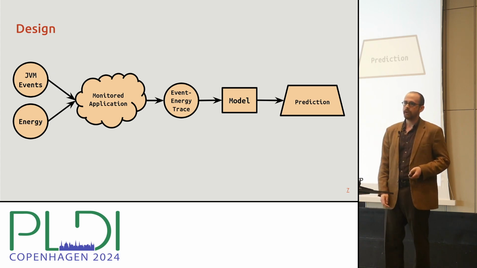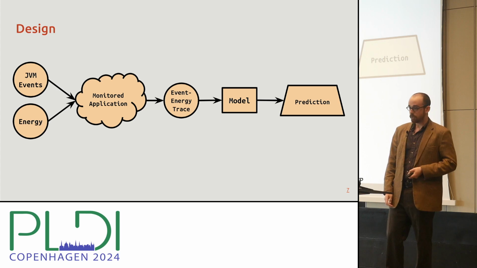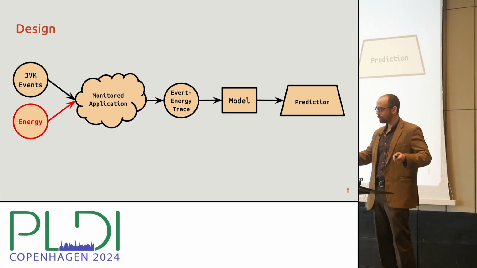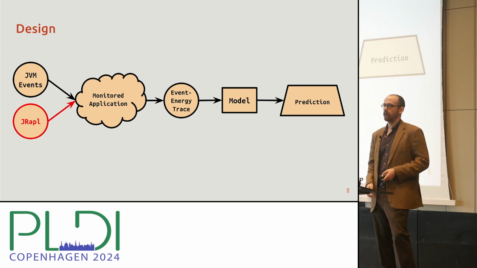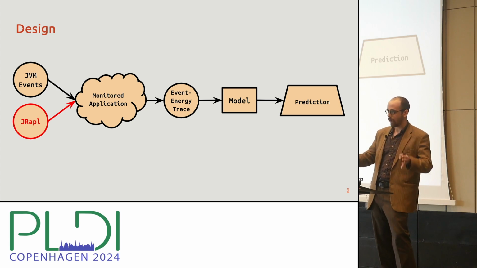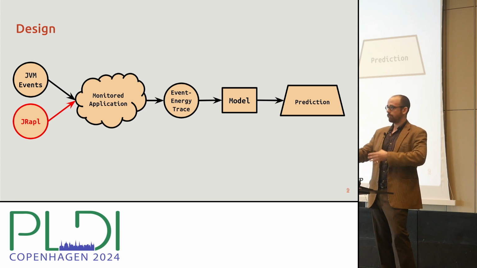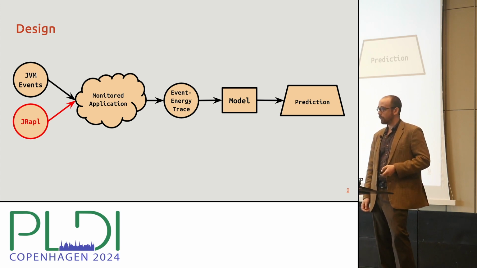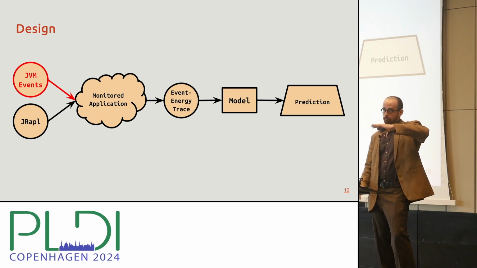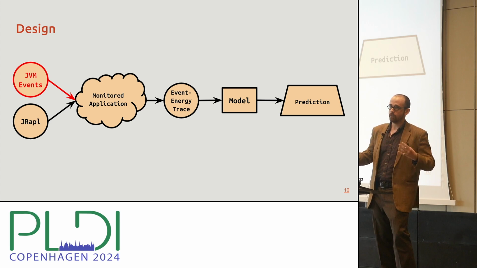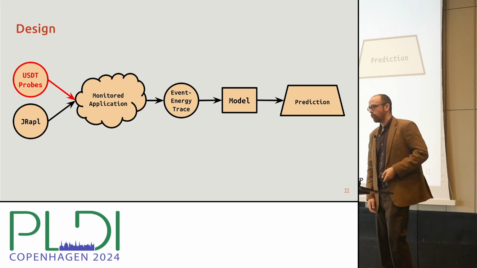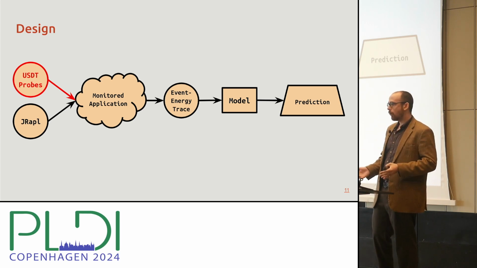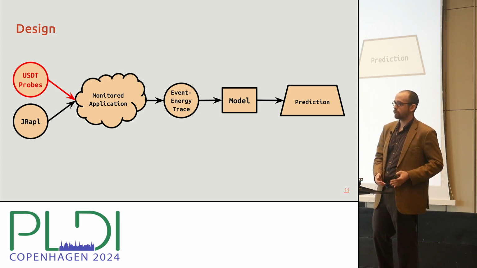Now in terms of how we get that energy data, since we're JVM focused, we use a tool called JRAPL. It's a wrapper around Intel RAPL, which interacts with that C interface to get power readings and energy readings. From that, how do we get our JVM events, or what exactly are the JVM events we're using? Well, we use these things called USDT probes, which stands for user statically defined trace points.